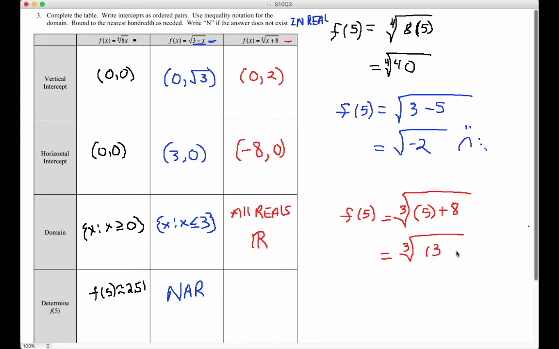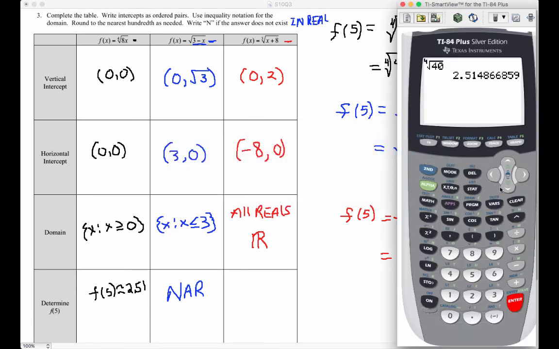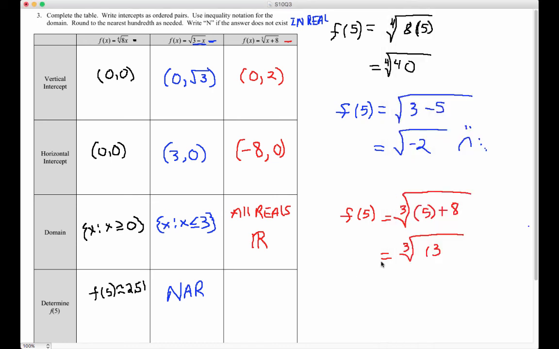So we'll have to go consult the oracle for that, go see what the calculator tells us. So we're going to go into math, go to option number 4 for the cube rooter, and put in a 13. Again, if you're on an old school calculator, close off that parenthesis before you hit enter. And we get 2.35, etc. So this is approximately 2.35. So in the red column, f of 5 is approximately 2.35.